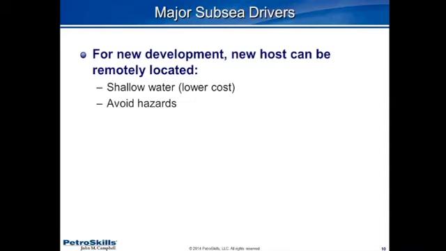In some cases, the reservoirs are located where there might be hazards near the surface directly over the reservoir. So moving the platform, the host system, away from these hazards will help ensure the safety and reliability of that development, and is made possible by the subsea satellite system.